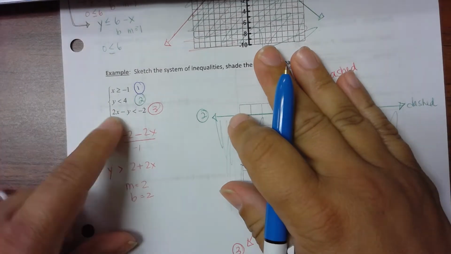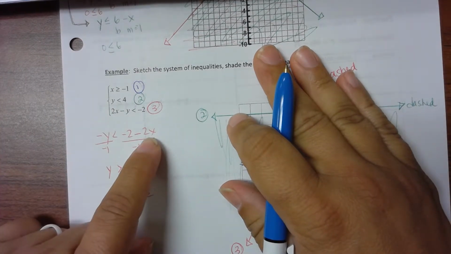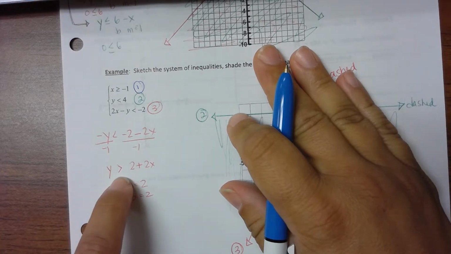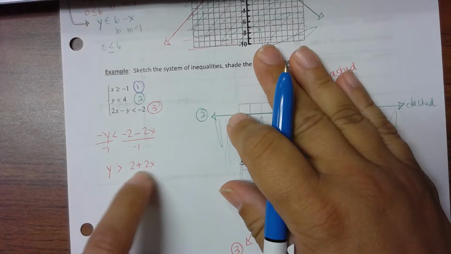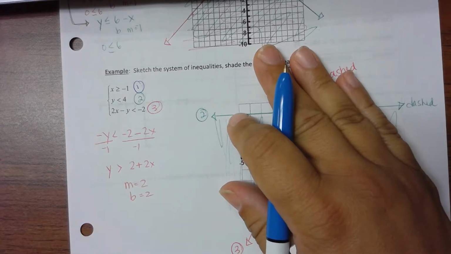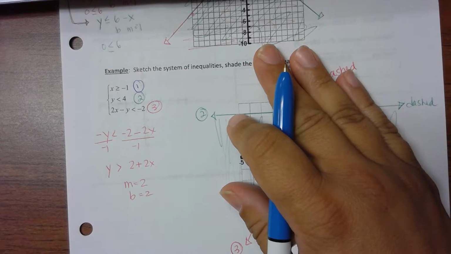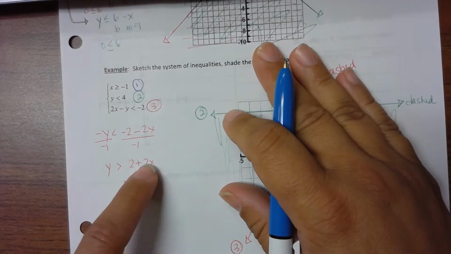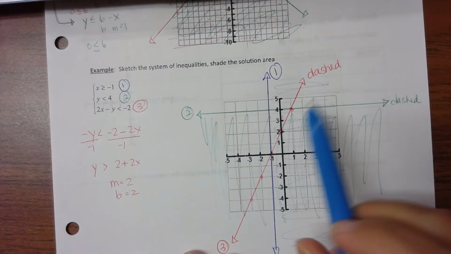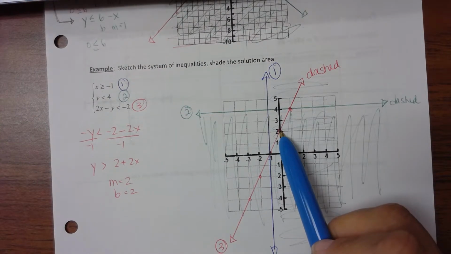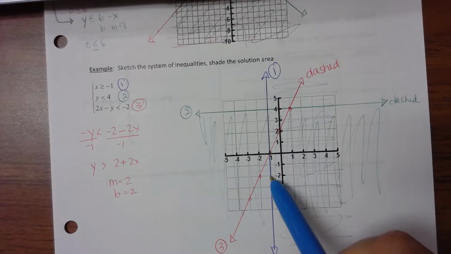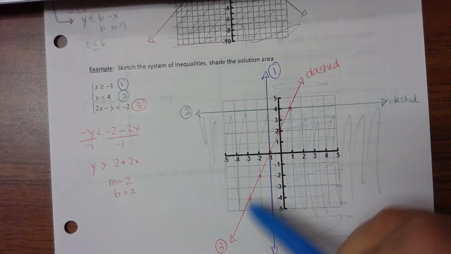Okay, I put this in slope-intercept form by subtracting the 2x. Then I divided by negative 1. Remember, dividing by a negative flips the inequality sign and changes the signs on both of your terms. So we have y is greater than 2 plus 2x. So my slope is 2 and my y-intercept is 2. So I came over here and I graphed it. My y-intercept is 2, and then I go up 2, to the right 1. Or I could go down 2, to the left 1. So I did that a couple times.